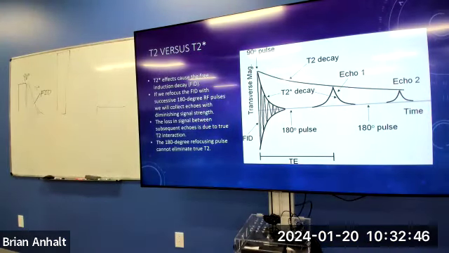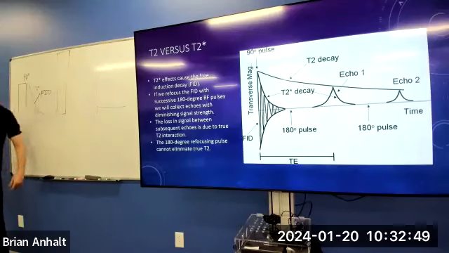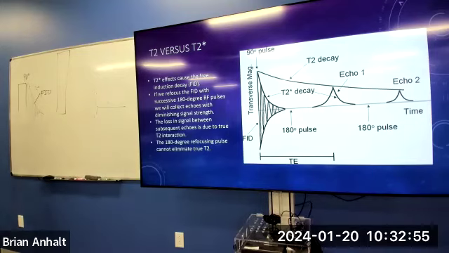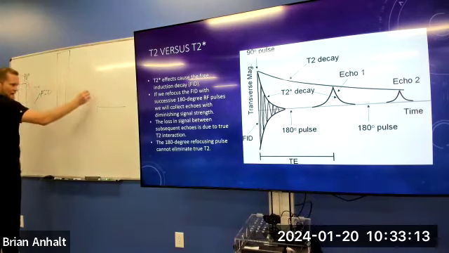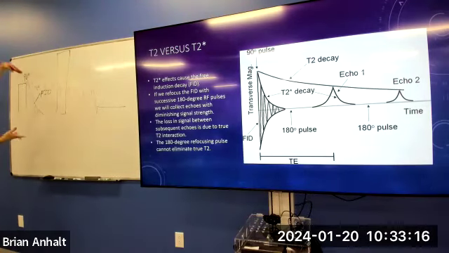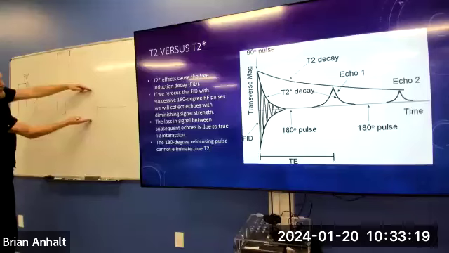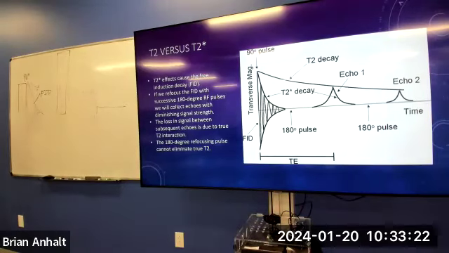Do this thought experiment. Say we lived in some crazy perfect world where there was perfect homogeneity and no susceptibilities. We excited. It would not decay at this rate because T2 star doesn't exist in this imaginary world. So what it would decay at would be the T2 rate, which would match exactly right here. So it would decay at a slower rate. But we get that same amount of signal here if we refocus. We just didn't need to refocus in this imaginary world because there were no inhomogeneities and susceptibilities.